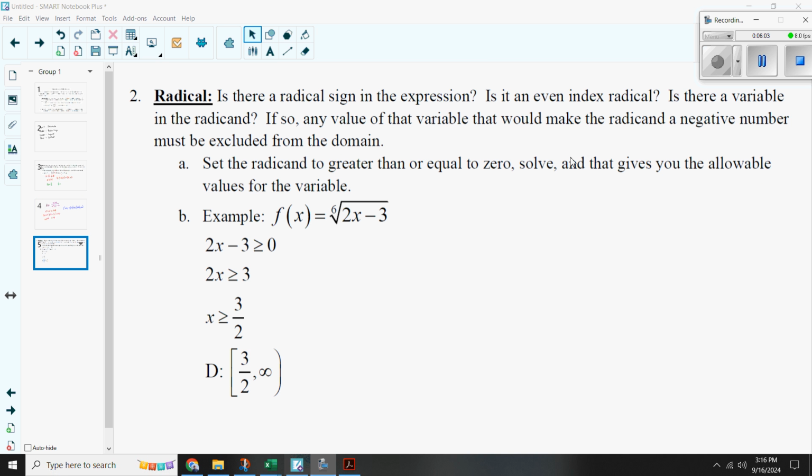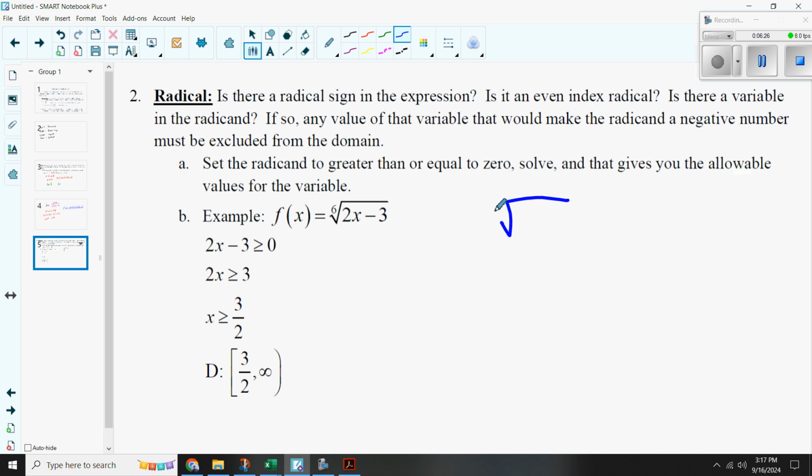Let's look at the second part of the test. Is there a radical sign in the expression? And it has to be a radical with an even index. So just to get a little bit of a refresher course right here, this is a radical sign. It is not necessarily a square root. It's a square root when this is blank, but that's a radical sign.